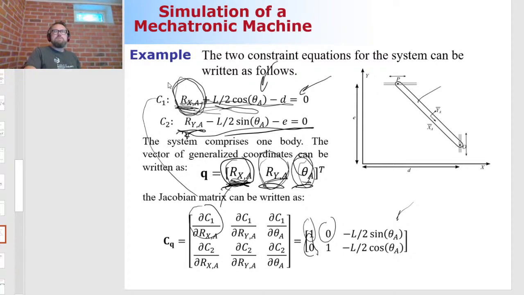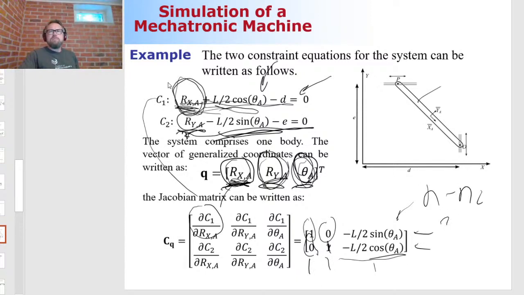This with respect to this one. Okay, it's mentioned. It's here. It's 1. And finally, this one here with respect to angle theta. Yes, it is mentioned, so it's going to be a trigonometric function. That's what it is. What is the number of degrees of freedom? 2 constraint equations, 3 generalized coordinates, 1.